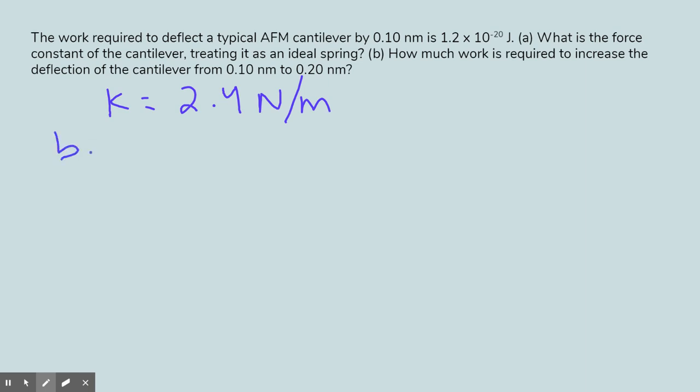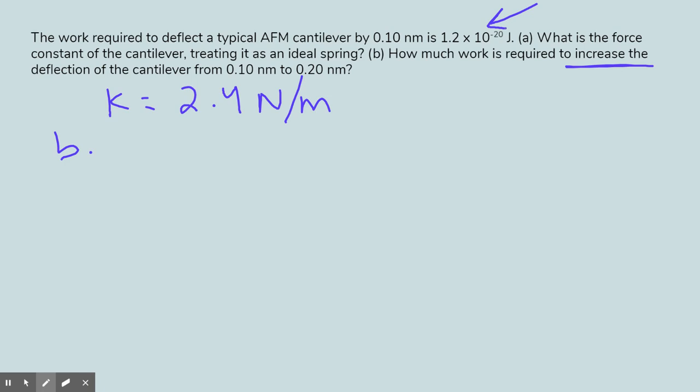Okay, so part B, how much work is required to increase the deflection of that cantilever from 0.10 nanometers to 0.20 nanometers. Okay, so we want to know the work required to increase from 0.10 to 0.20 nanometers. So we're going to have to find work first for both of them. Well, really only for one. It gave us work here for the 0.10 nanometers. So we already know this. So we need to calculate it for 0.20 nanometers.